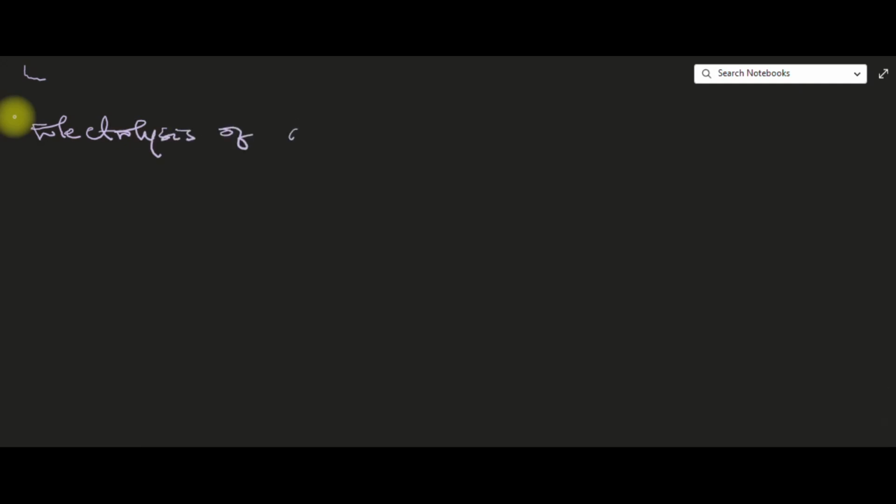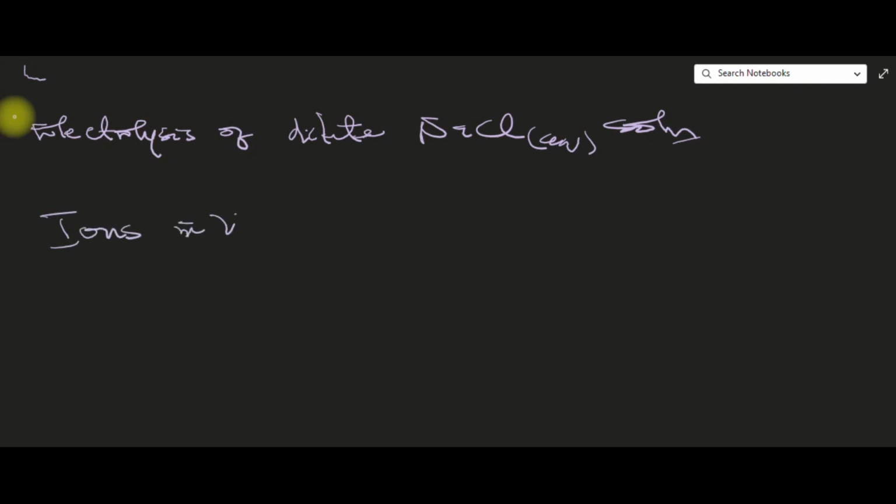Electrolysis of dilute sodium chloride, NaCl, aqueous solution. Now, I will be very fast. The ions in the electrolyte, what are the ions? We have the same: Na plus, H plus, OH minus, and Cl minus.